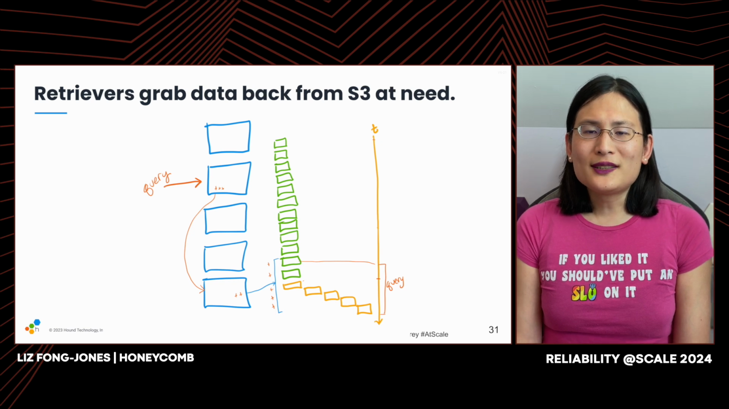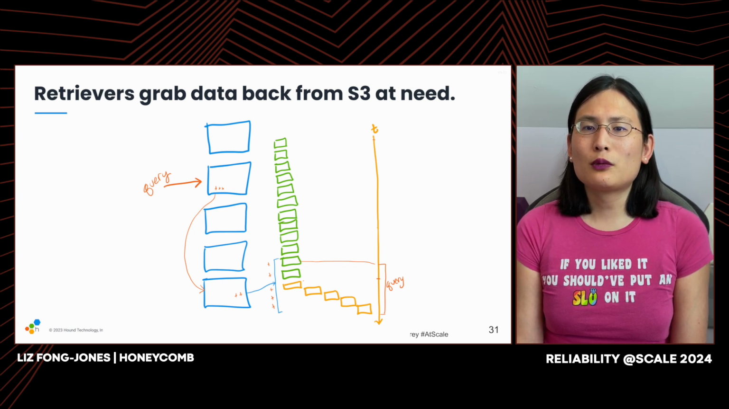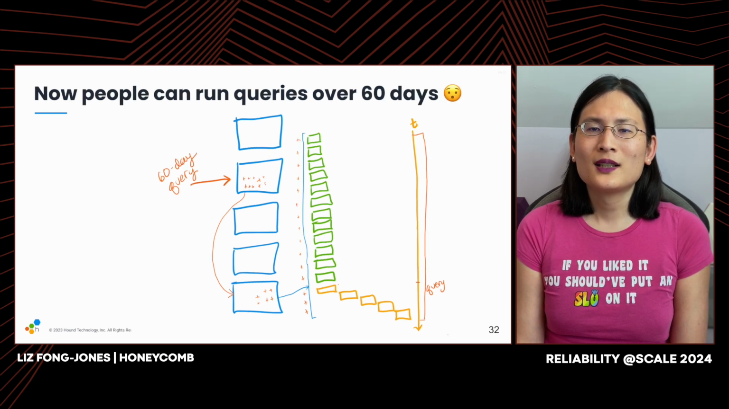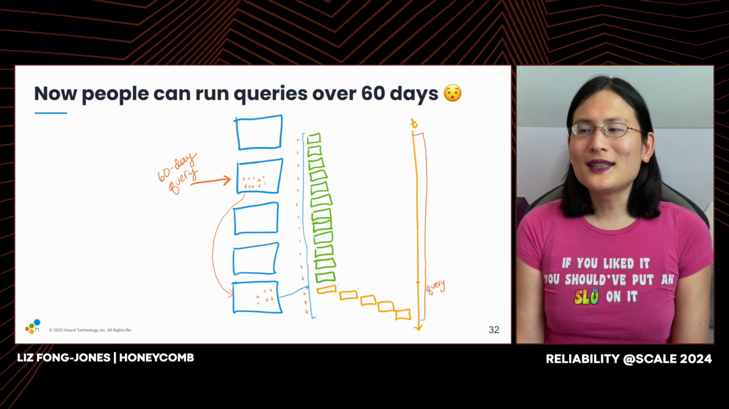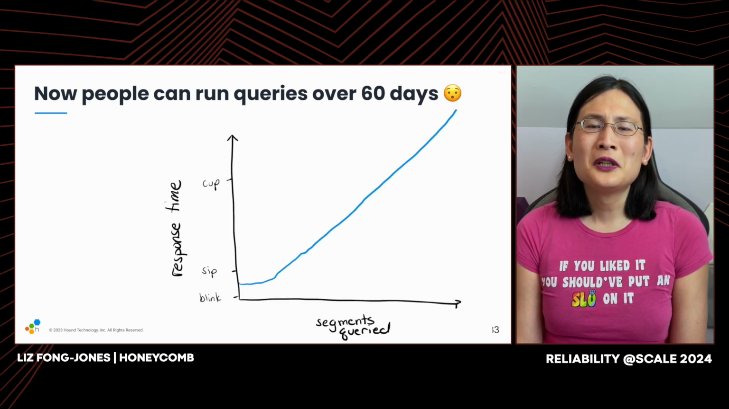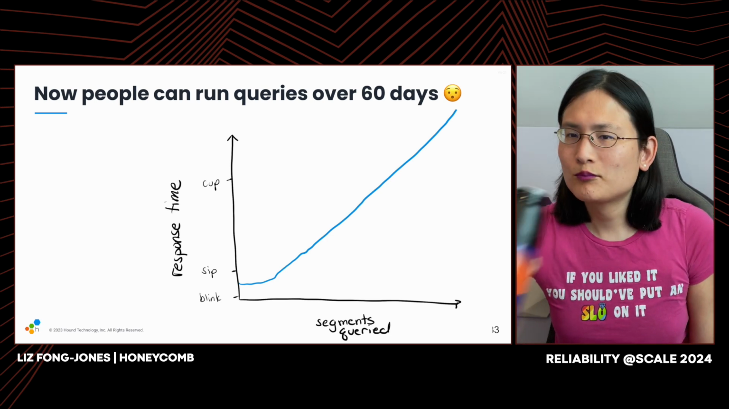So we were able to say, we're just going to use the same read path. We're going to keep the two-tier aggregation layer, and any retriever that needs to get data that's from S3 will pull it back down onto local storage and perform the query as normal. But there is a cost to this, which is that if you're running a 60-day query, suddenly it takes minutes and not seconds, as I was saying that we were optimizing for before. So we needed to get things back into the realm of taking a sip of your coffee.